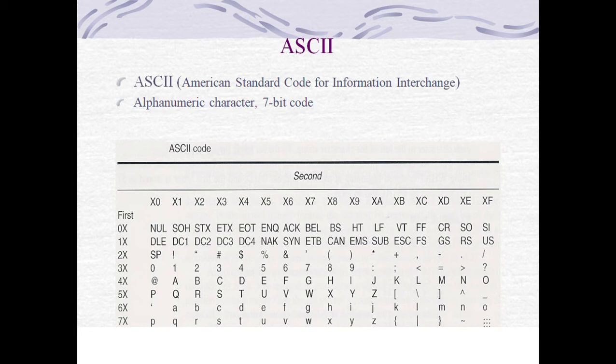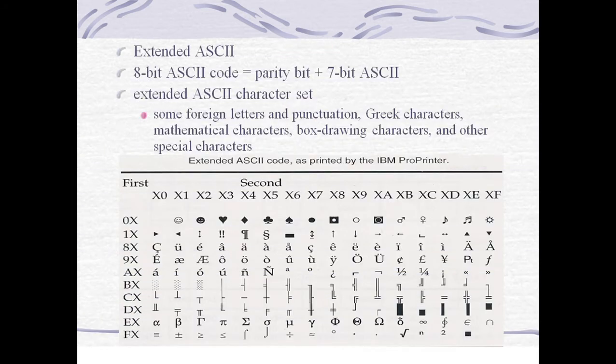And there is an extended version of ASCII code that is called extended ASCII. It's an 8-bit ASCII code. Here we have an additional parity bit plus the 7-bit ASCII. The extended ASCII character set includes some foreign letters, punctuation, Greek letters, mathematical characters, some box drawing characters, and many other special characters.